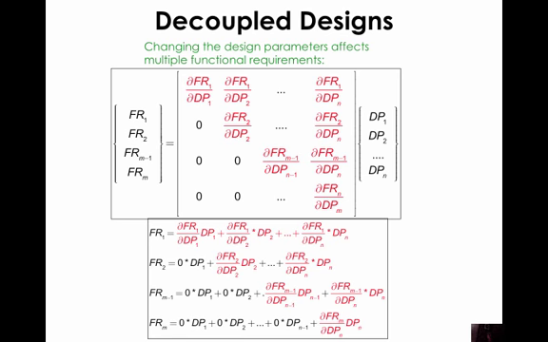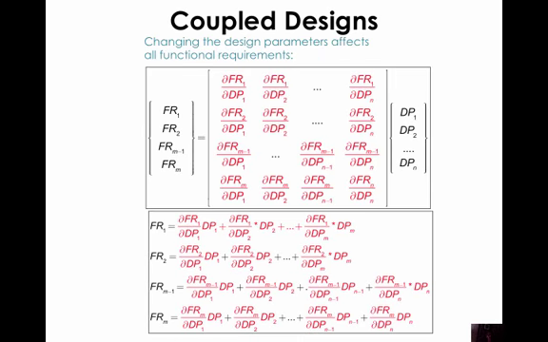To come up with a decoupled design where changing design parameters will affect multiple functional requirements, but not all of them, is better than a design that we call coupled, in which we change a design parameter and it affects all the other functional requirements, and that happens with every design parameter in our system. And in that situation, you see we get a full matrix of these elements.